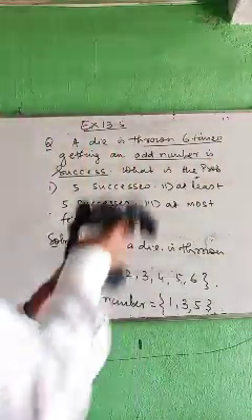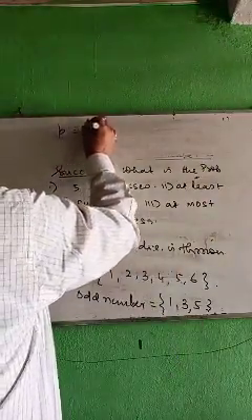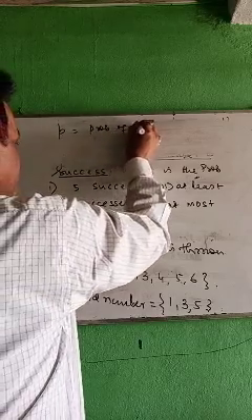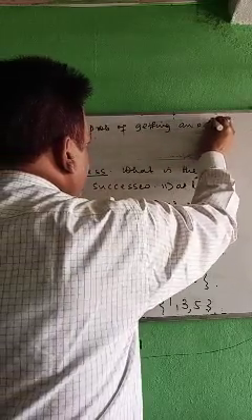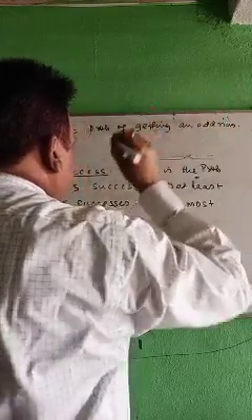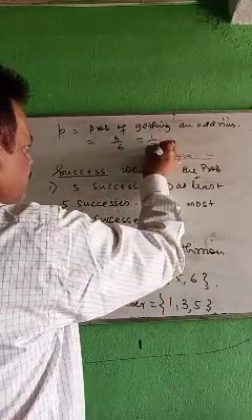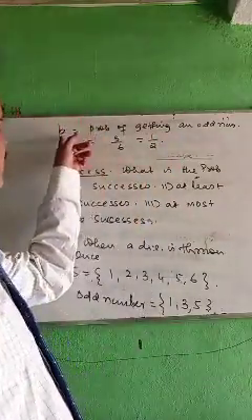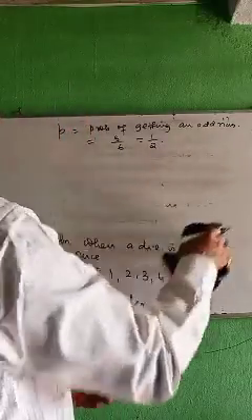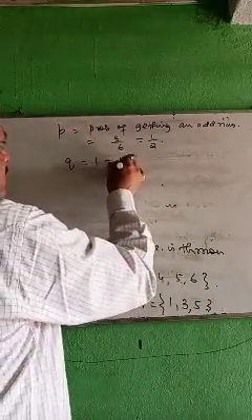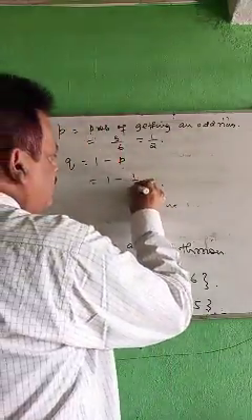So write down: P is the probability of getting an odd number. How many odd numbers? 3. That is 3 upon 6, that is 1 upon 2. Once you find P, then you have to find Q. Q equals 1 minus P, because P plus Q is always 1. So that will be 1 minus 1 by 2, that is 1 by 2.